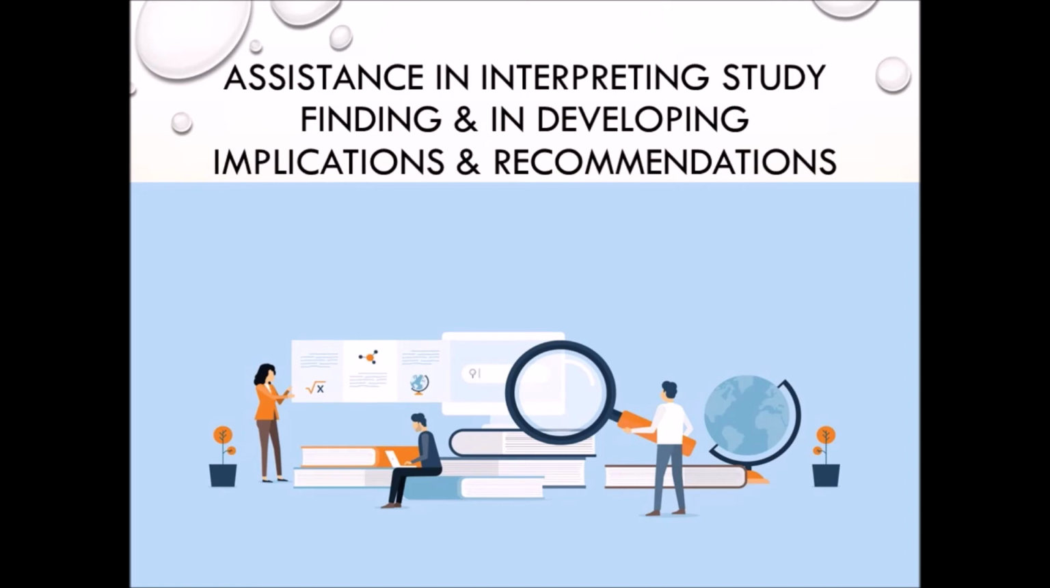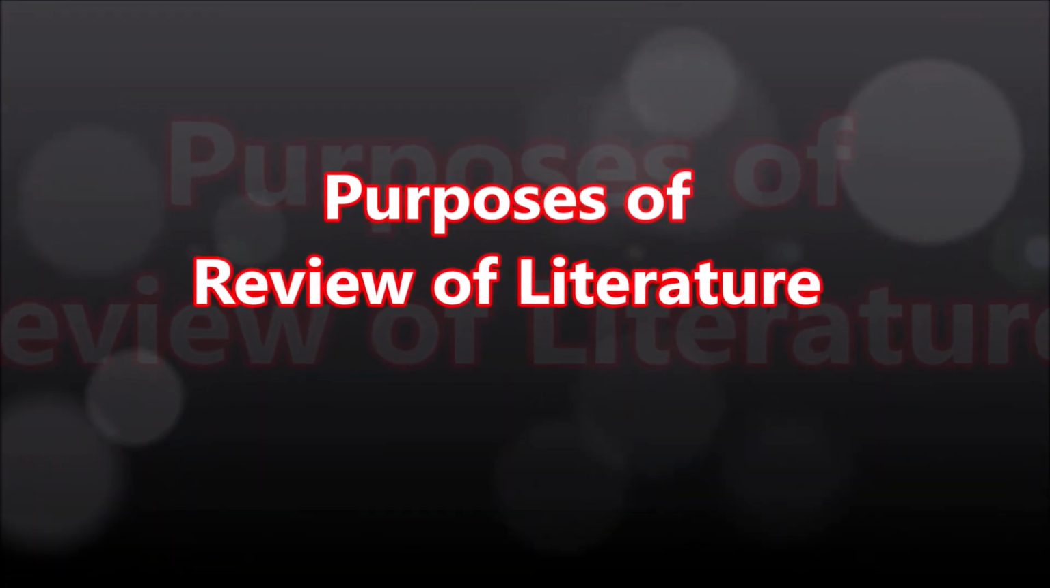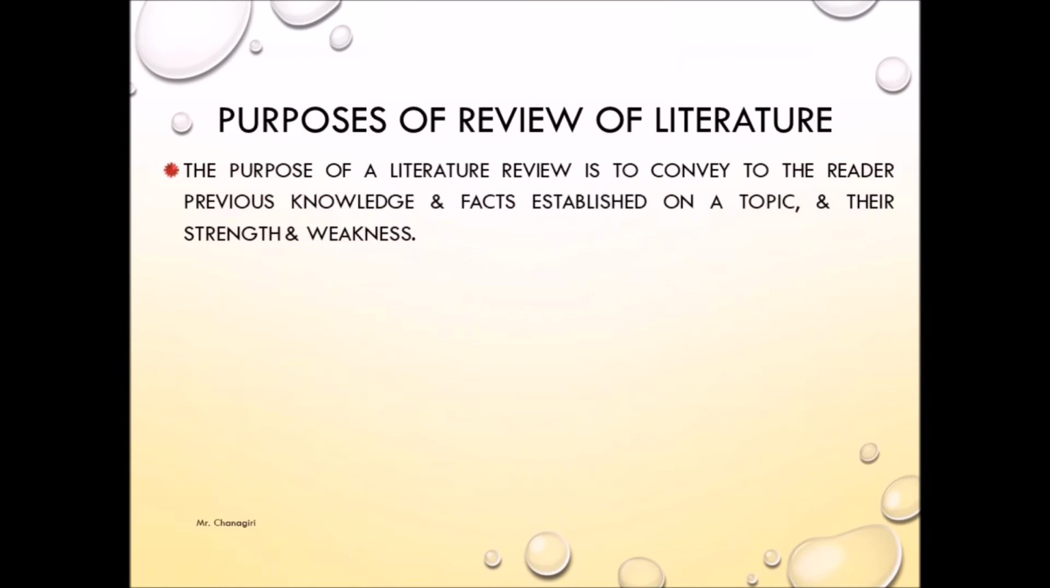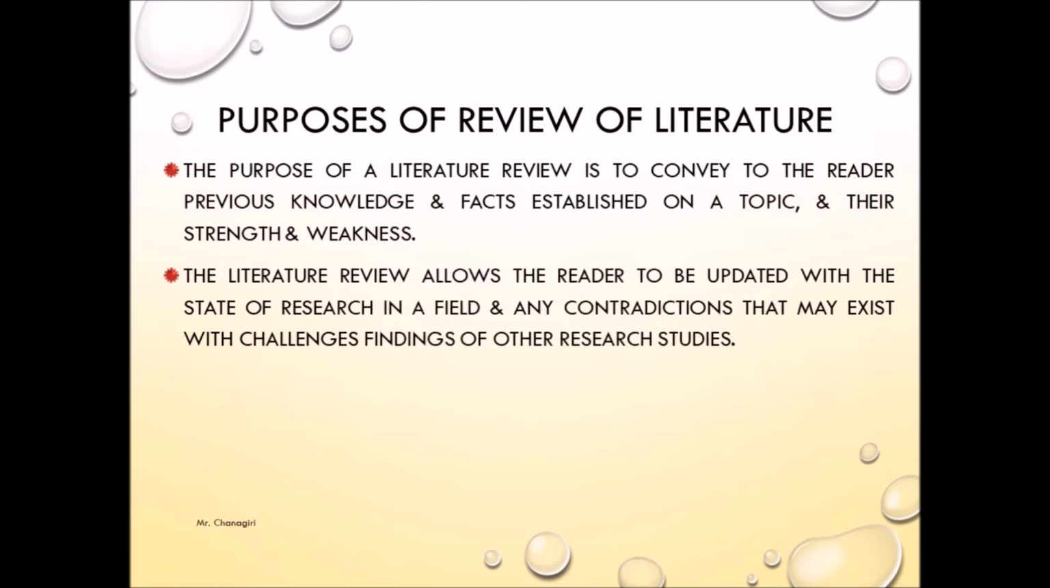Friends, this is about the importance of review of literature. Next, we will see the purpose of review of literature. The main purpose of review of literature is to convey to the reader the previous knowledge and facts established on a topic and their strengths and weaknesses. The literature review allows the reader to be updated with the state of research in a field and any contradictions that may exist with the challenges and findings of other research studies.